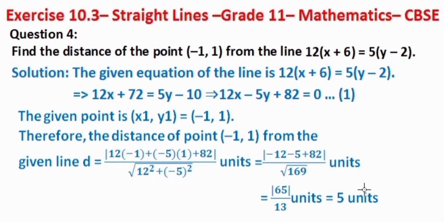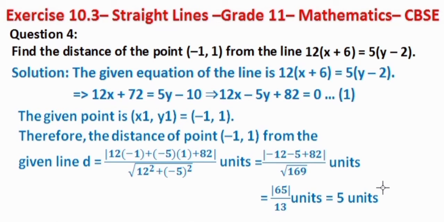Is nothing but 5 units. So the distance of the point (-1, 1) from the line is 5 units. Hope you understand very well. Now let us see the next question.